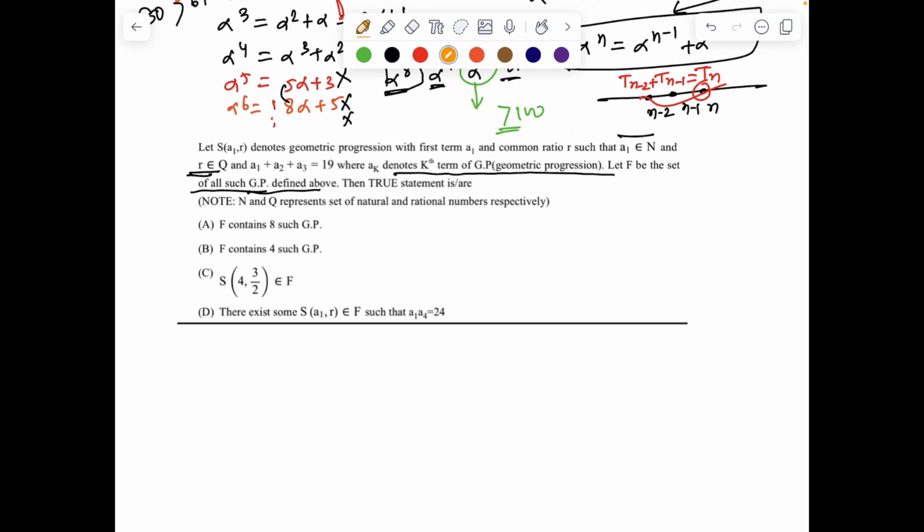Now of course, if you want to try this problem in the examination hall, the best way to start is option C, because here it's just about understanding the problem. It shows whether the first term 4 and common ratio 3/2 will be part of this. So let's try this. If the first term is 4 and the common ratio is 3/2, the next term will be 4 into 3/2, so that will give you 6. Again 3/2 will give you 9.